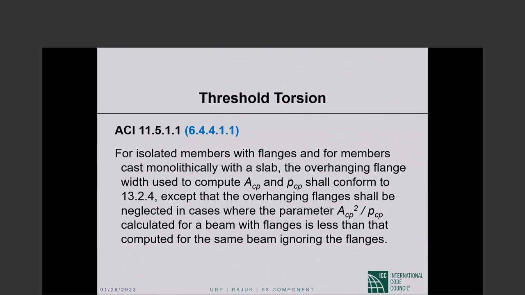Okay, so we are back to threshold torsion. For isolated members with flanges and for members cast monolithically with a slab, the overhanging flange width used to compute A sub Cp and P sub Cp shall be as I showed you in pictures, which comes from the slab chapter, except that, and this is what is new on this page, the overhanging flanges shall be neglected in cases where the parameter A sub Cp squared over P sub Cp calculated for a beam with flanges is less than that computed for the same beam ignoring the flanges.